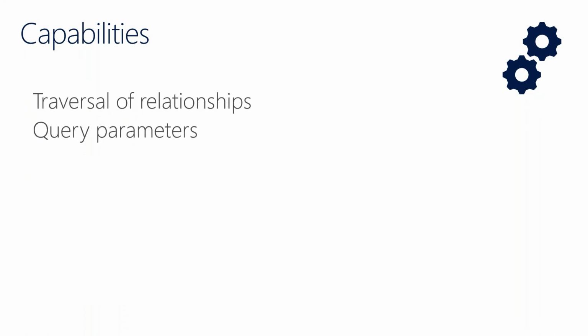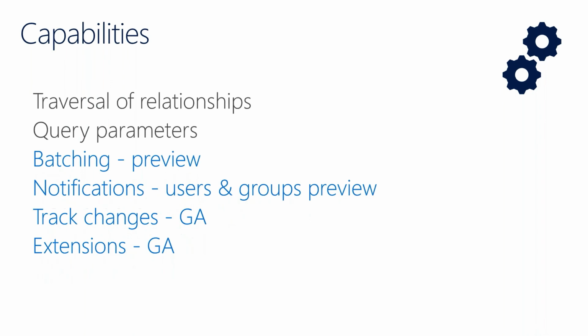So in addition to the relationships between objects and query parameters, we also have in preview the ability to sort of batch requests. So you can actually request multiple things in one round trip, which, as I'm sure you're all aware, makes your application a lot more efficient because there's a lot of overhead in sending out requests.